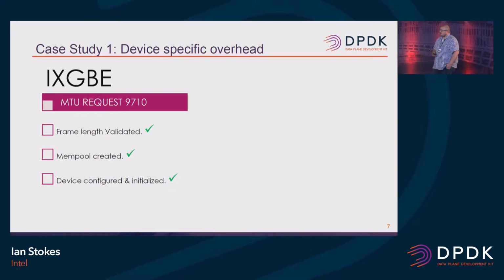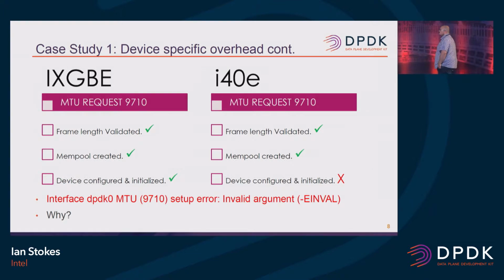From the OVS DPDK point of view, the frame length will be validated. It's fine. The mempool will be created, and your device configured and initialized. Works perfectly. Then they said, well, we're using an I40E PMD now, and we try to configure the same thing. So we have an MTU request of 9710. OVS validates the frame length as OK. Your mempool is created, and then your device configure fails.